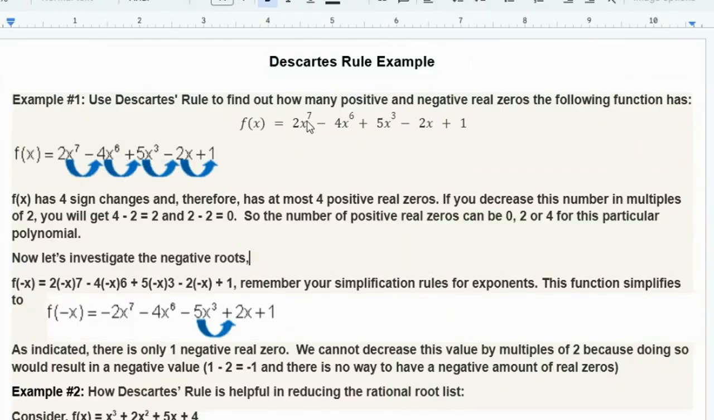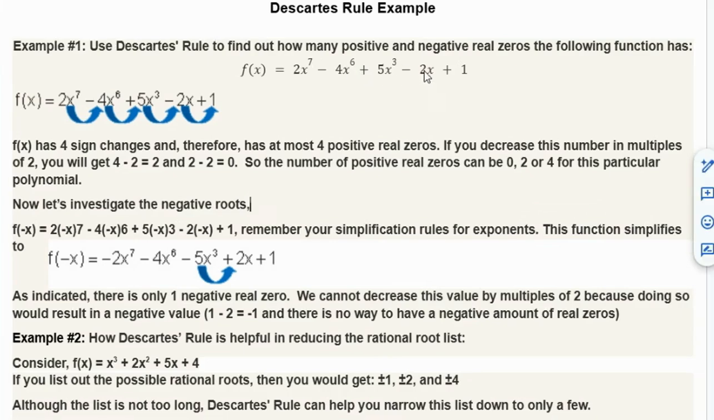So look at this: 2x to the 7th minus 4x to the 6th plus 5x to the 3rd minus 2x plus 1. How many times does the sign change in here? We go from a positive to a negative to a positive to a negative, then to a positive. That is 4 times that the sign changed, which means it could have at most 4 positive real zeros. Or there could just be 2 positive real zeros, or maybe there's none. 0, 2, or 4, because some of those might be imaginary.